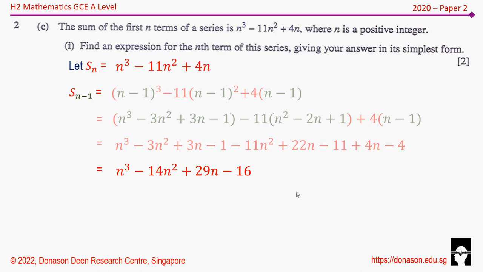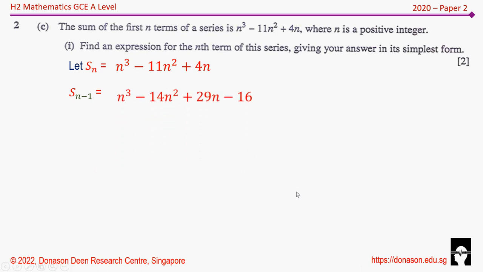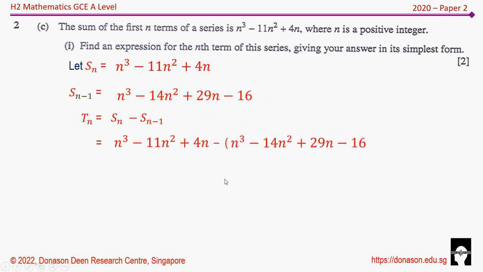Now let's find out what is the nth term. Okay, so if you want to find the nth term, you're going to just take the sum of n terms, and then from that you're going to subtract away the sum of the n minus 1 terms, the sum of all the terms just before the nth term. So Sn is this, n cubed minus 11n squared plus 4n, and from this we're going to subtract away the sum of n minus 1 terms, which is this.